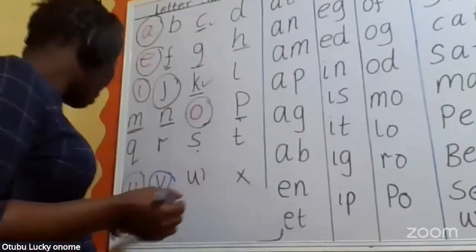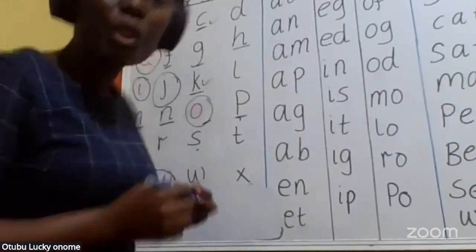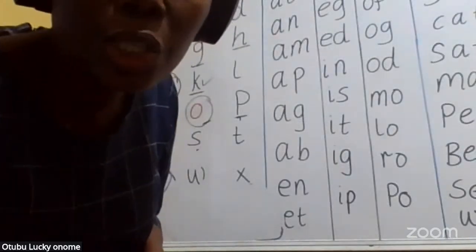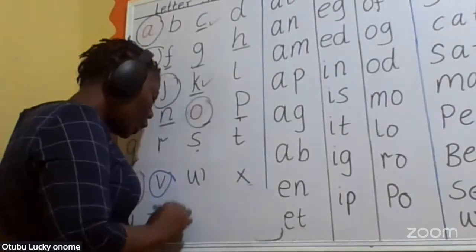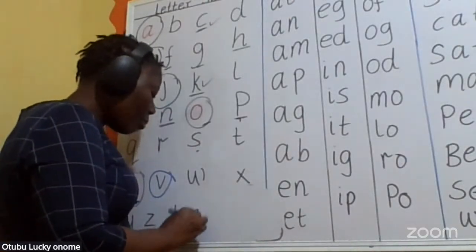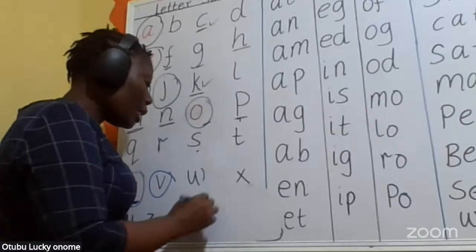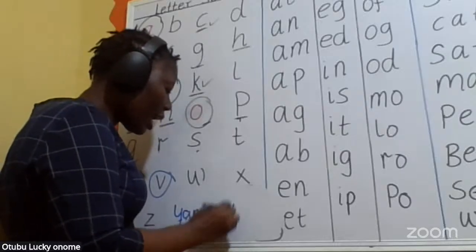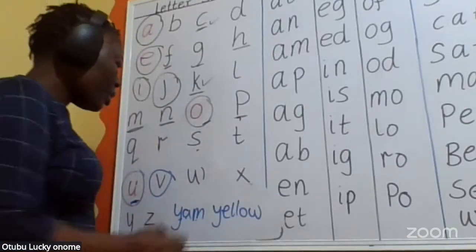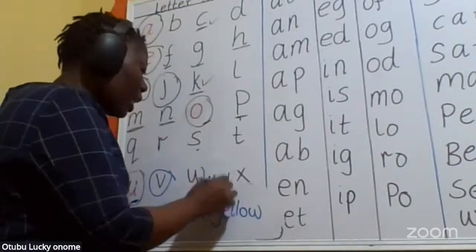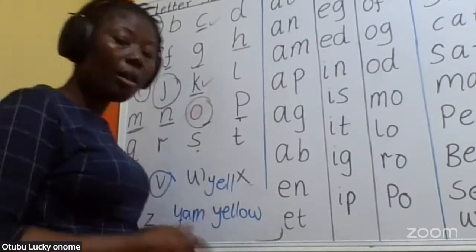So the next sound is y, y, y. We have y in words like yam, yellow, and yell. Stop yelling at me. Yell.